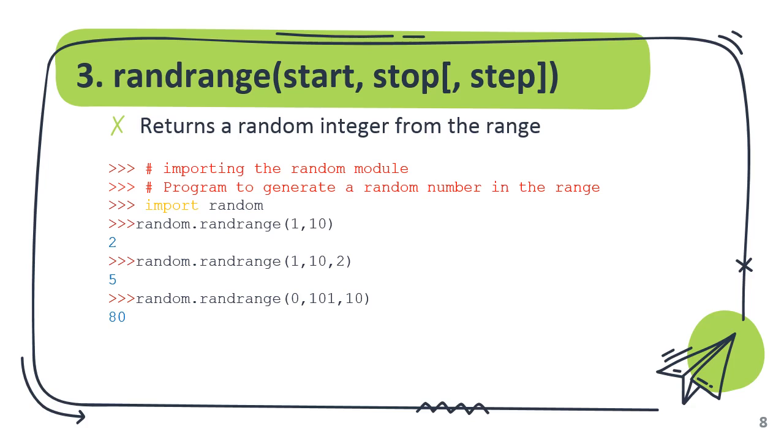Okay, then random.randrange, then 0, then 101, then 10. Okay, so here we have the interval value of 10. Numbers will be in the range with the intervals 10, that is 10, 20, 30, 40, etc. So we will get the output 80. So that is randrange function.